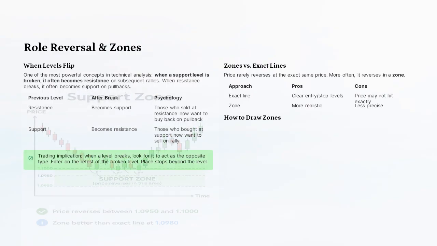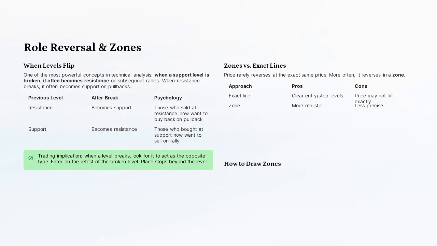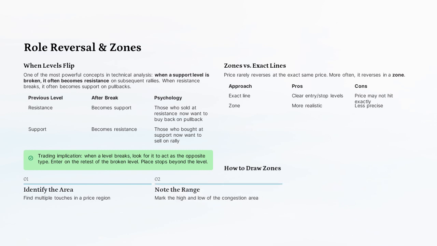Here's how to draw zones. Step 1. Identify the area. Look at the chart and find where multiple touches occurred. Don't look at a single price. Look at a range. Step 2. Note the range. Mark the highest high and lowest low of the congestion area. That's your zone. Step 3. Shade the zone. Highlight the entire area. When you're trading, you expect price to reverse somewhere within this zone, not at a single line.